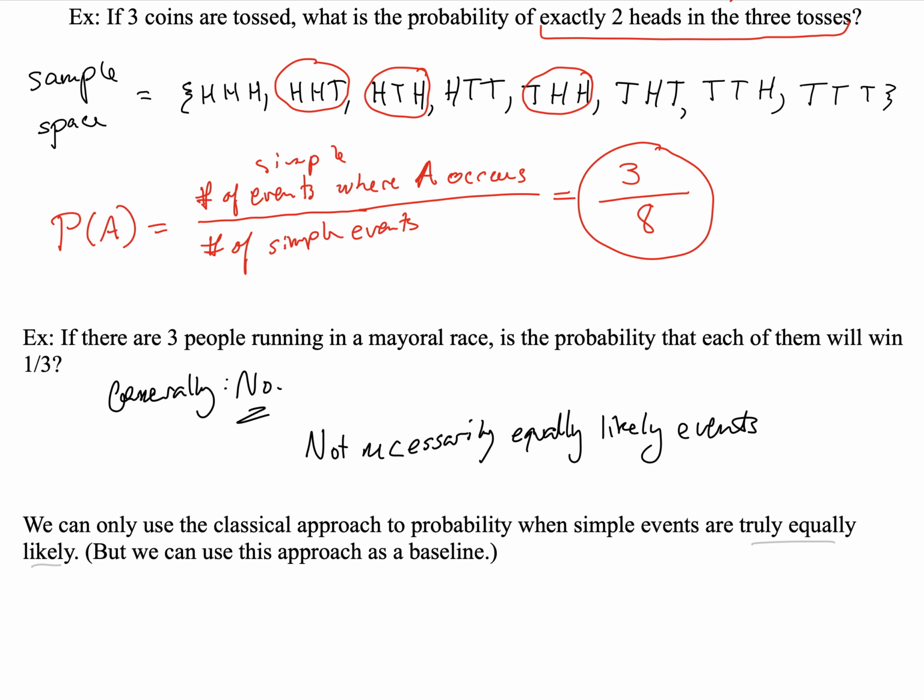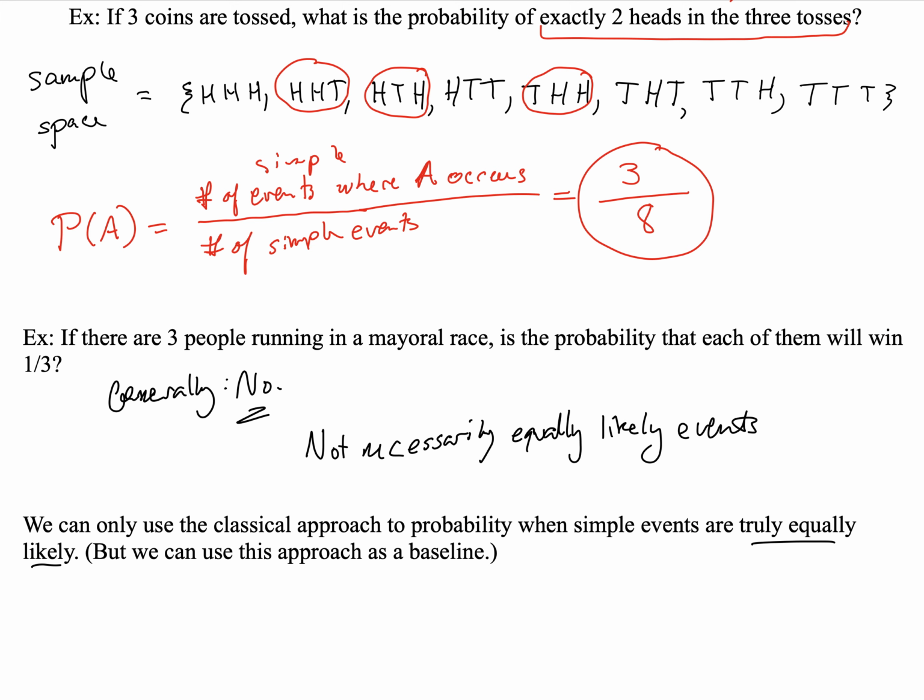And that's in comparison to things like tossing a coin or picking a card out of a deck, or if you've got a probability distribution for whether a product will be defective or not, and you're randomly selecting a product, or like lots of other things that we can think of as equally likely events. So we can only use the classical approach to probability when simple events are truly equally likely, but there might be situations where we don't necessarily know that those simple events are equally likely, and we can still use the classical approach as a baseline to help us begin to think about some probability.